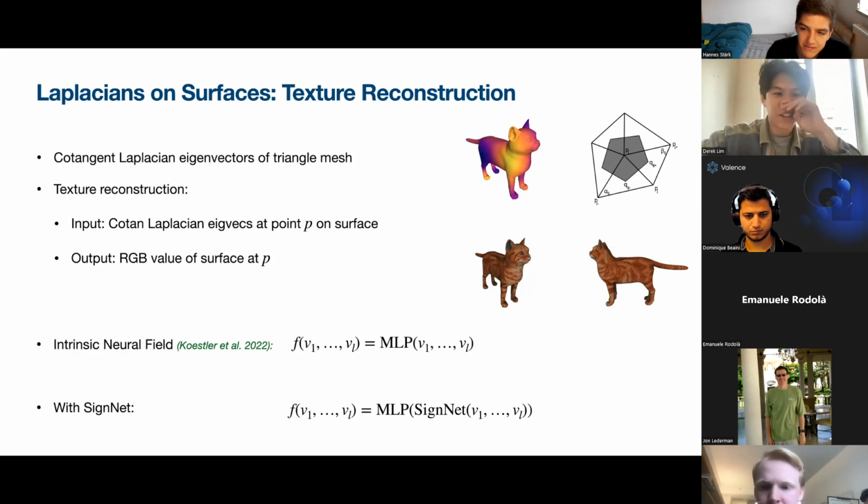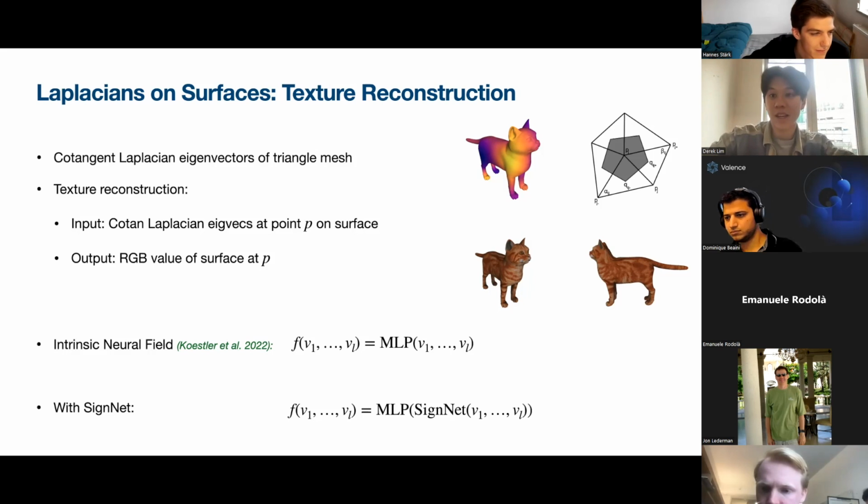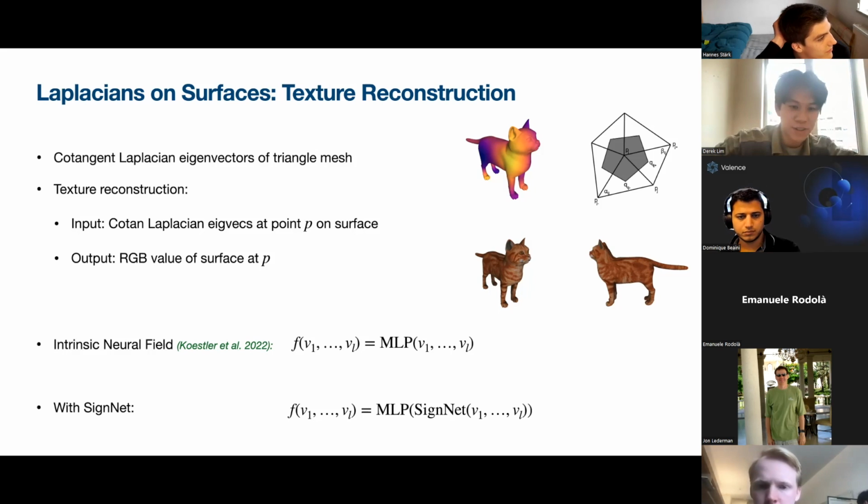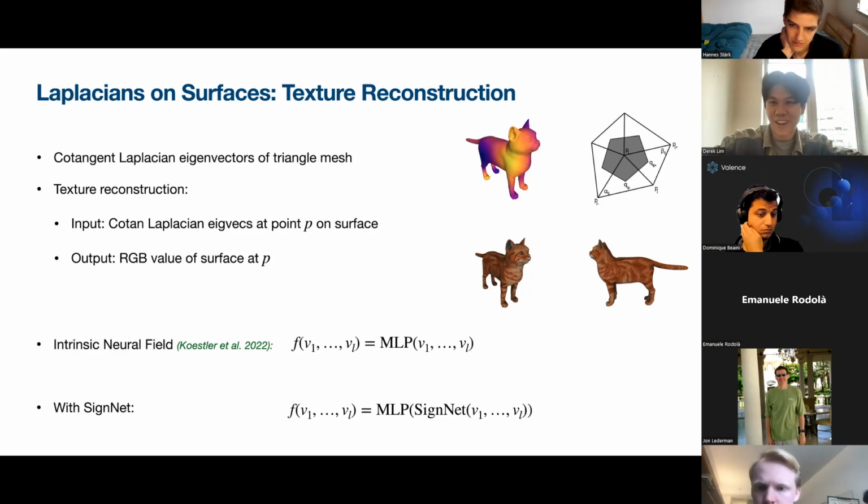Anyway, what people did very recently was parameterize this RGB value with the Laplacian eigenvectors as just an MLP, like a lot of implicit neural representations do. But what we propose to do is put a sign net before that, because the eigenvectors have the sign ambiguity, right? And I haven't put the numbers up, but we improve on this as well.